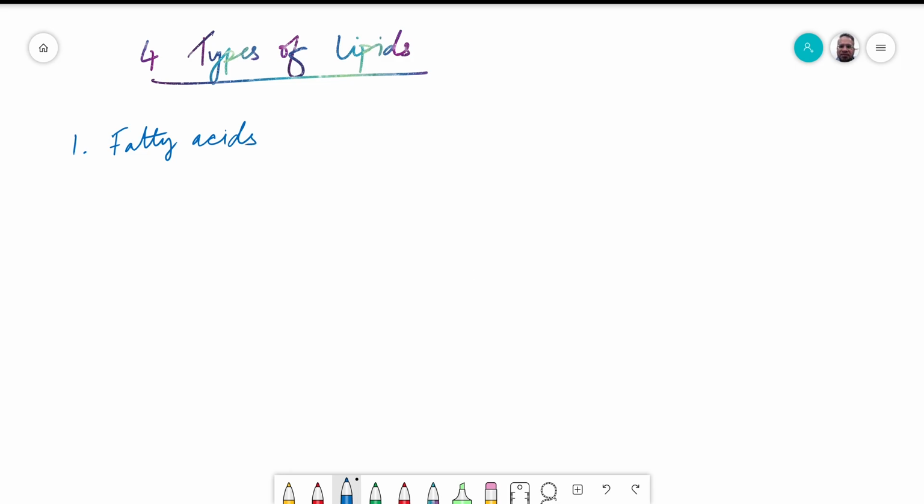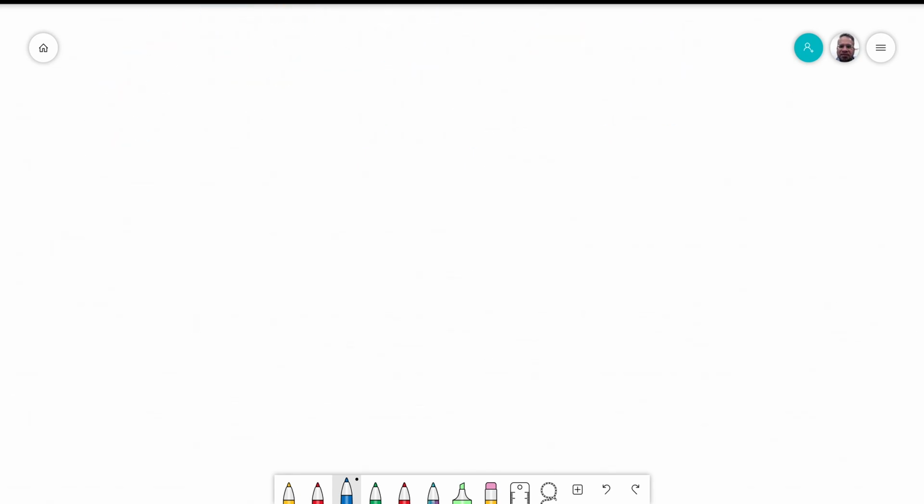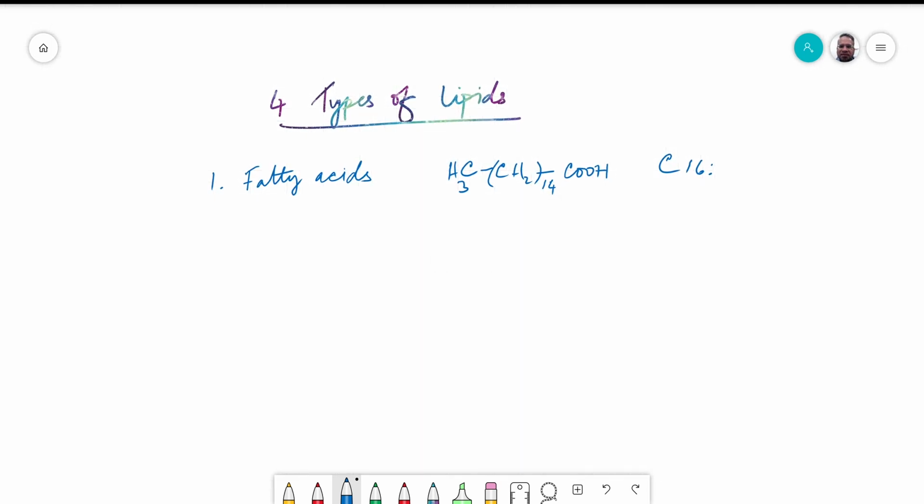Now remember, fatty acids are basically long chain aliphatic carboxylic acids. So you can have, for example, 14 here, and then you have COOH, right? So this is an example of a C16 fatty acid, right? 14, 15, 16. This has a name, and the name is laurate, or lauric acid.